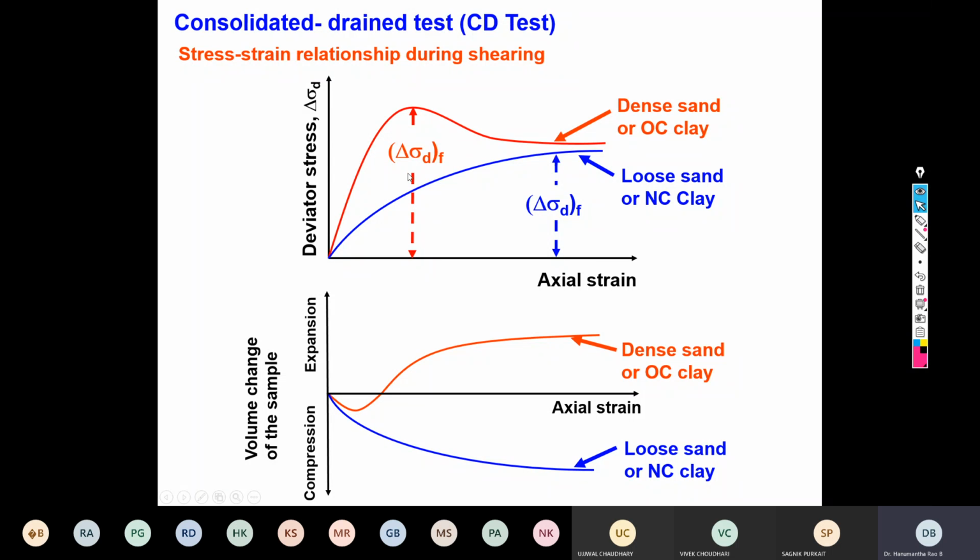Now here also you look at it. The amount of the strain taken by normally consolidated clay and over consolidated clay, there is a huge distinction. So NC clay has taken a substantial amount of the strain, while OC clay took very little strain. The moment you started applying the strain, soon it attained the peak. Then thereafter there is a decrease.